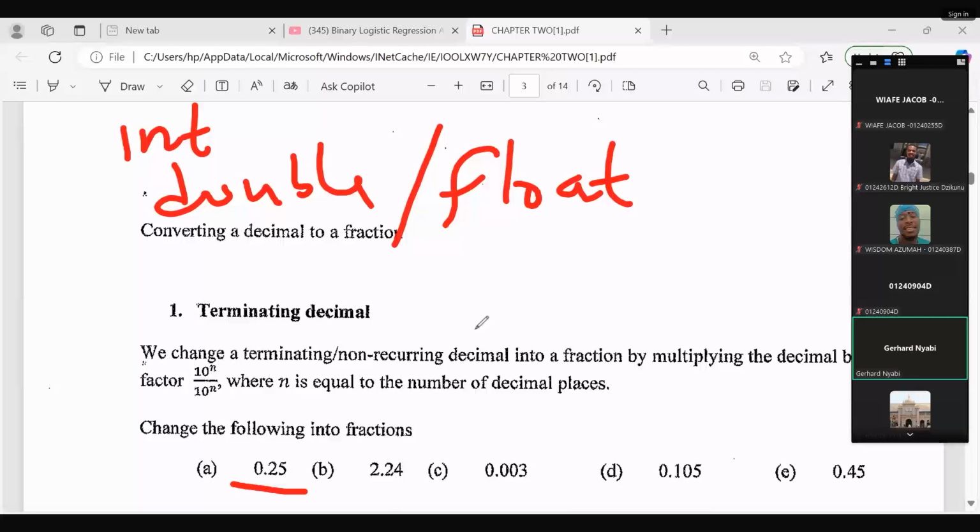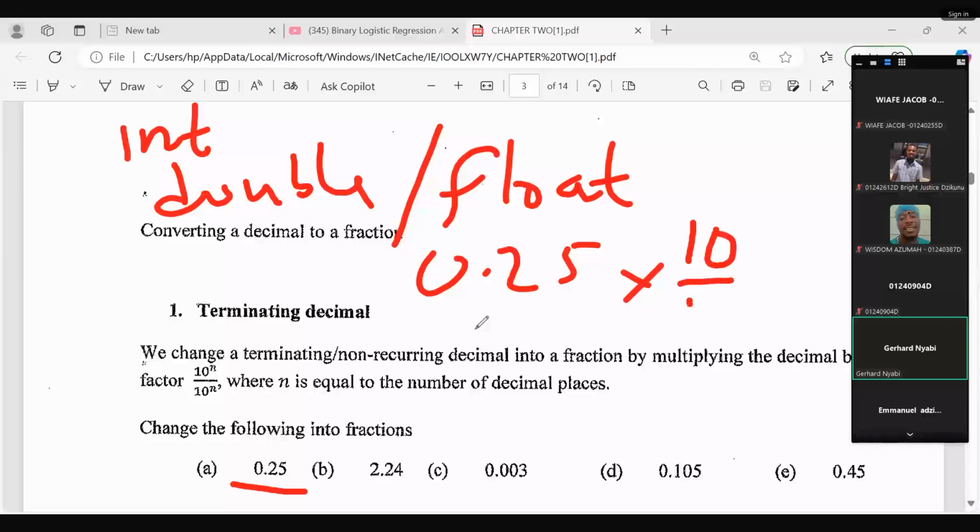All right. Now the next thing we are going to do is convert a terminating decimal to fractions. So converting a terminating decimal to a fraction, let's take an example. First, you have 0.25. We want this to be in a fraction. So what we are going to do is to multiply this by 1. And the 1 could be 10 over 10, which is 1, isn't it?